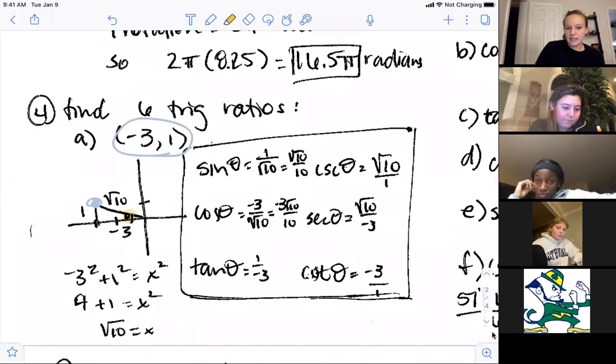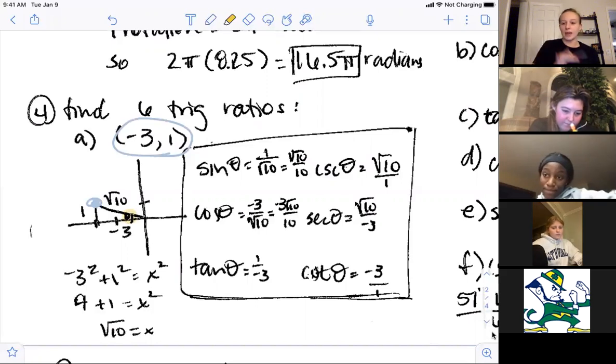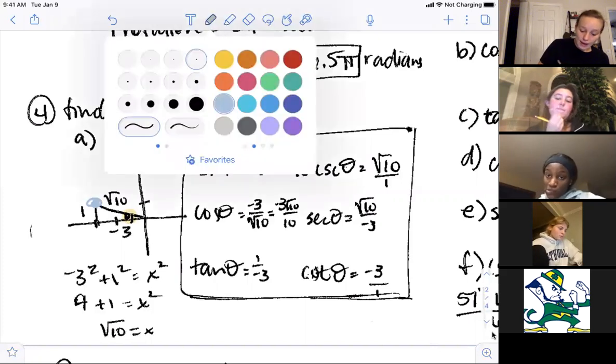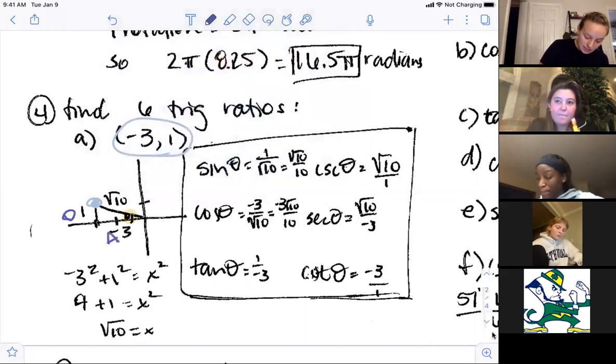In order to find my hypotenuse, I had to do Pythagorean theorem. So I did -3 squared plus 1 squared equals x squared. So that's root 10. Remember, the hypotenuse is always positive. Either of the other legs, the horizontal or the vertical one, can be negative depending on which quadrant you're in, but the hypotenuse is always going to be positive. And then once I found all those sides, I just had to remember what my opposite, my adjacent, and my hypotenuse was.